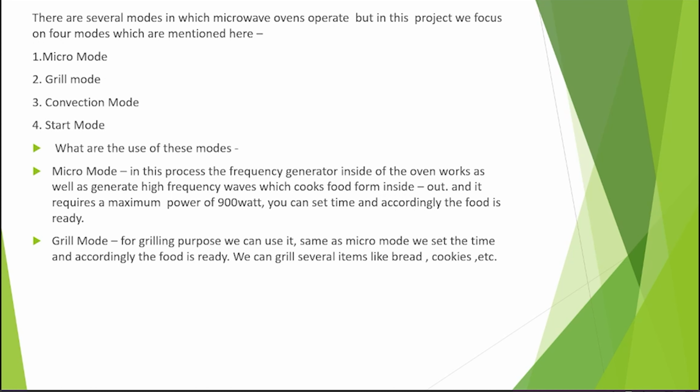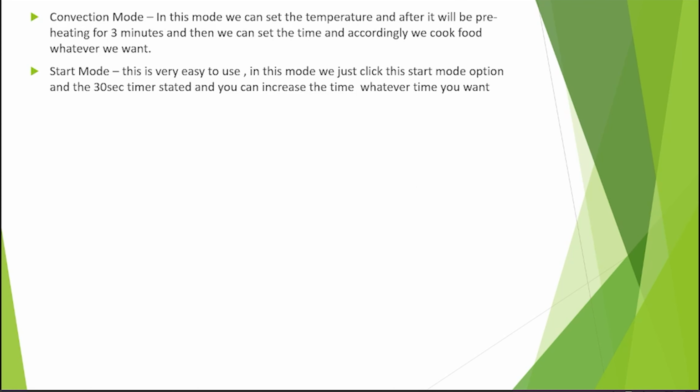Next, convection mode. In this mode, we can set the temperature and then it will preheat for 3 minutes. Then we can set the time and accordingly we cook whatever food we want. And the last is start mode. This is very easy to use. In this mode, we just click the start mode option and a 30-second timer will start, and you can increase the time as much as you want. So these are the 4 modes which we discussed.